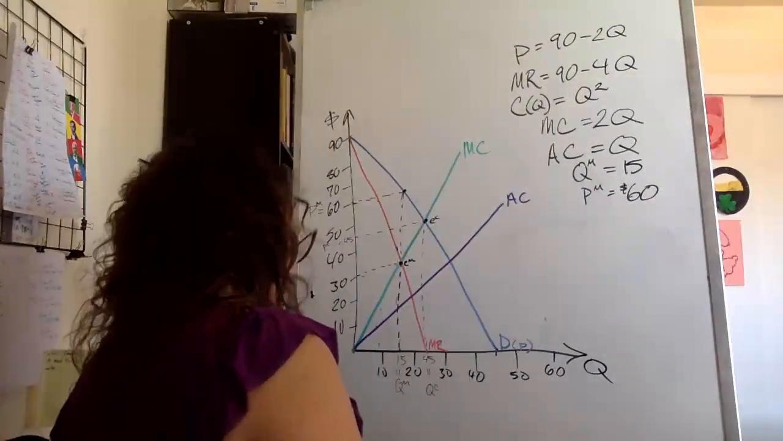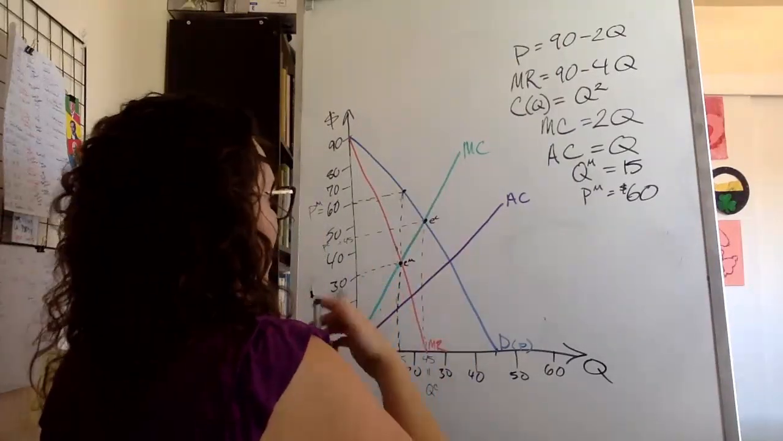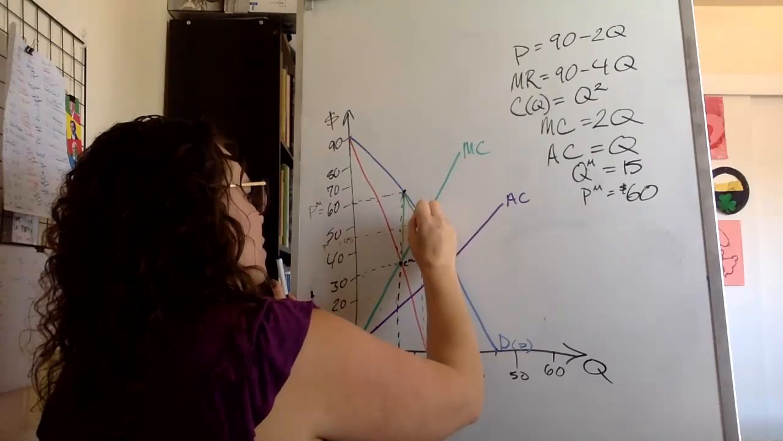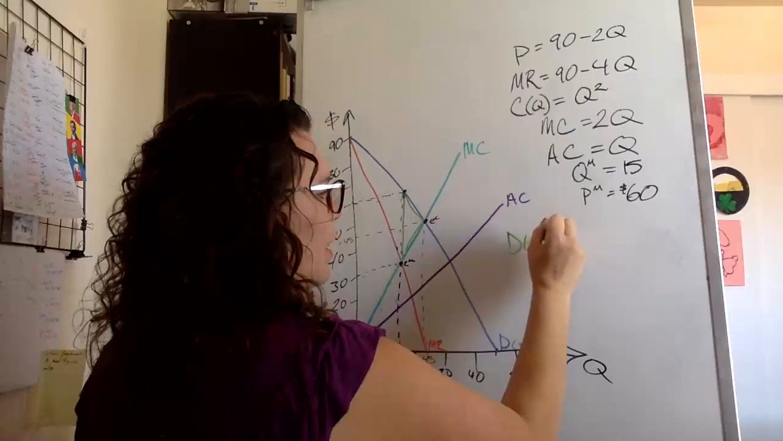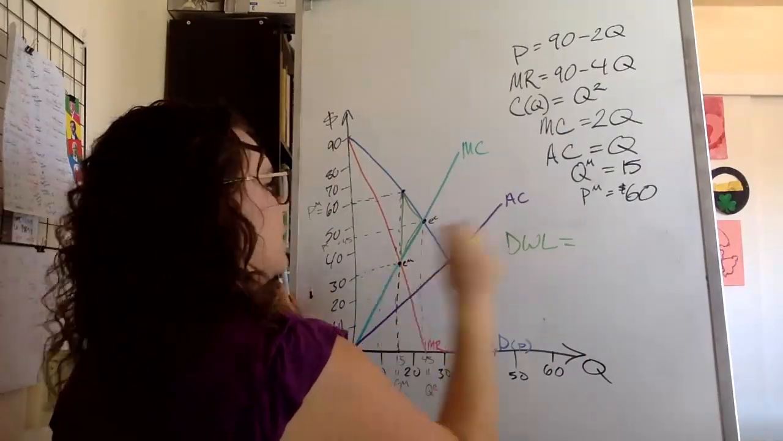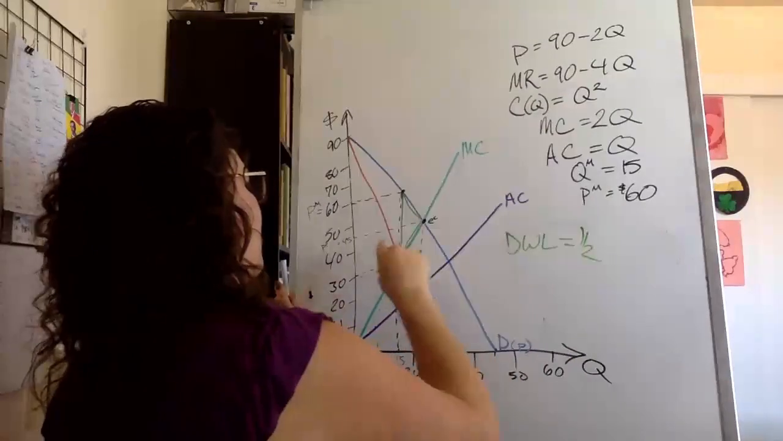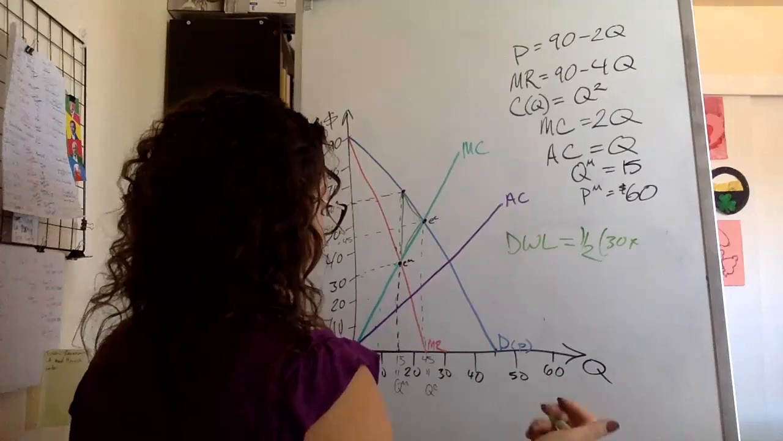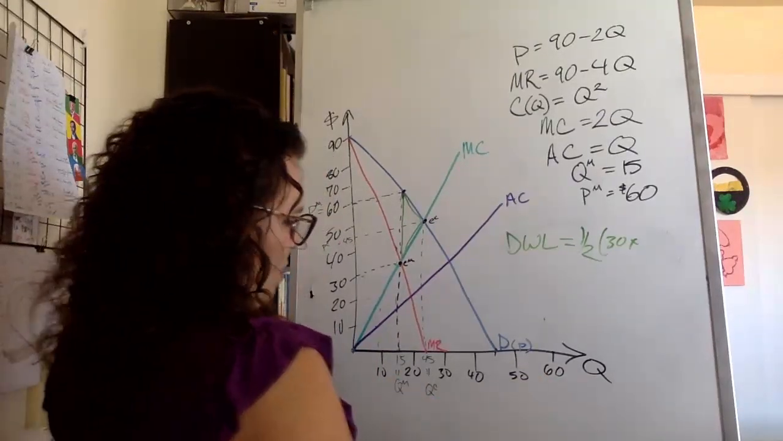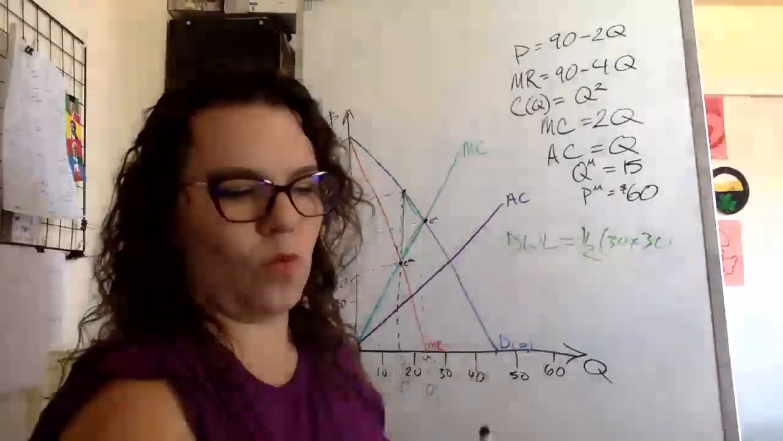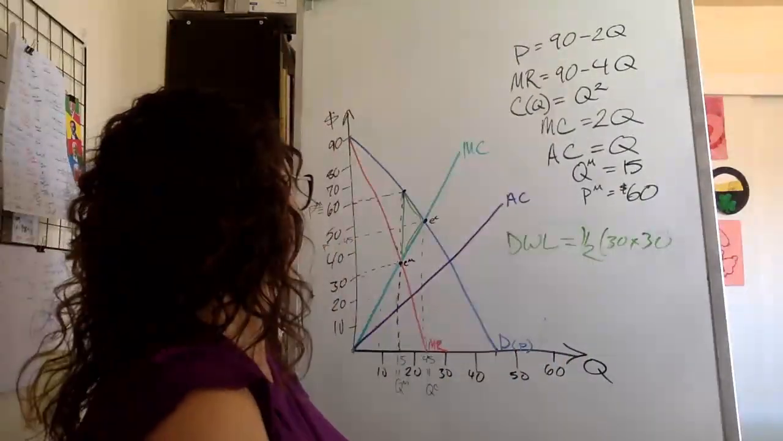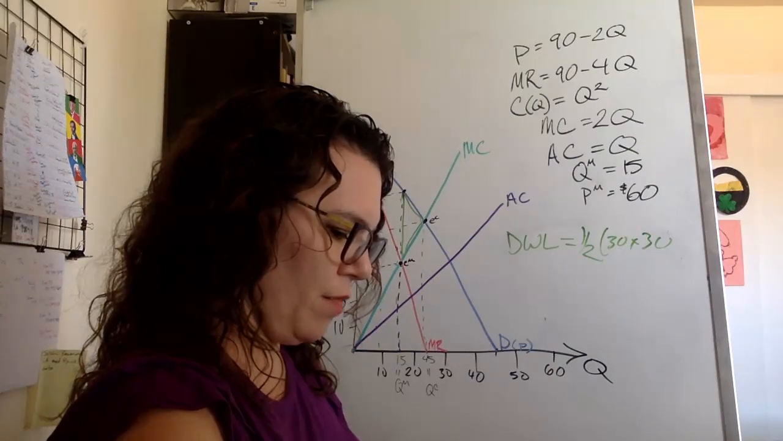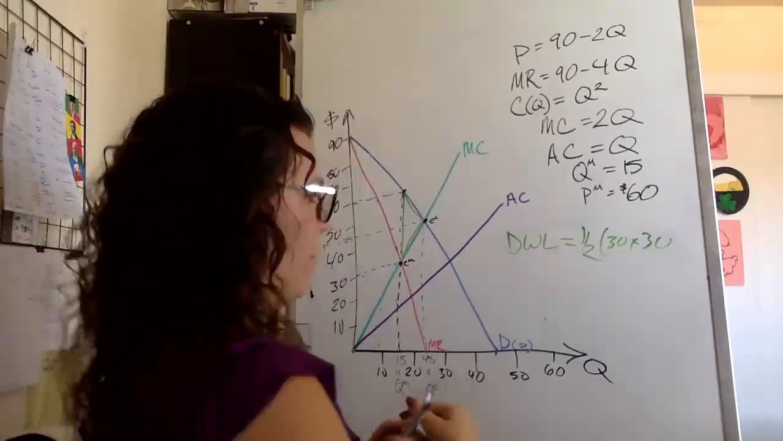It's lost forever. So the dead weight loss is going to be this triangle here. So we can just calculate the area of the triangle for the dead weight loss, which has a base of 30 and a height of 30, right? 45 minus 15. So 1/2 of 30 times 30 is 900 divided by 2, or 450.